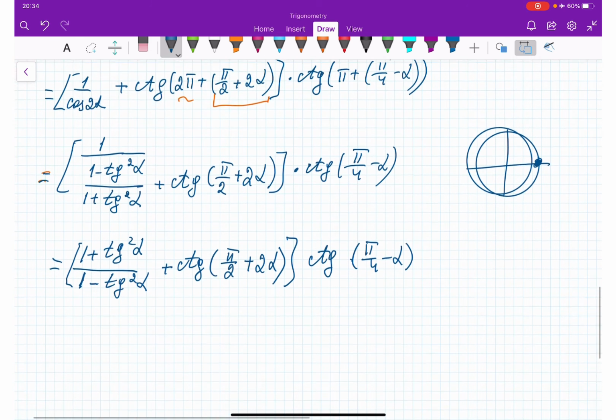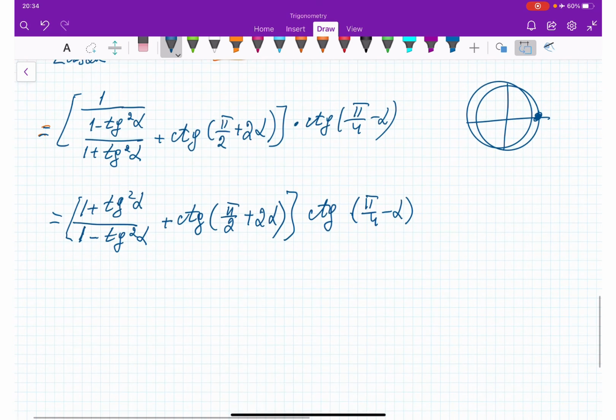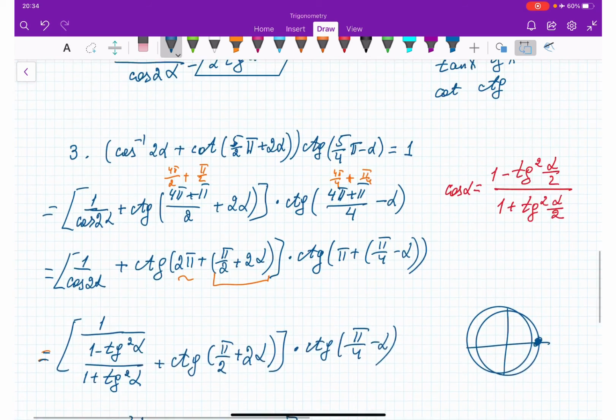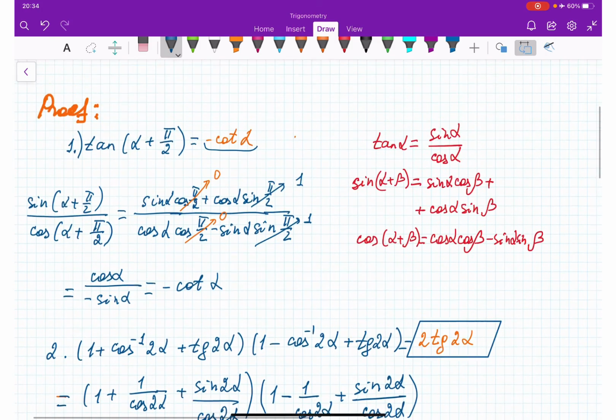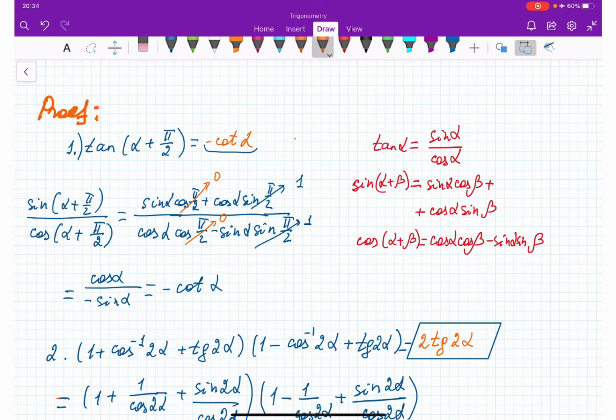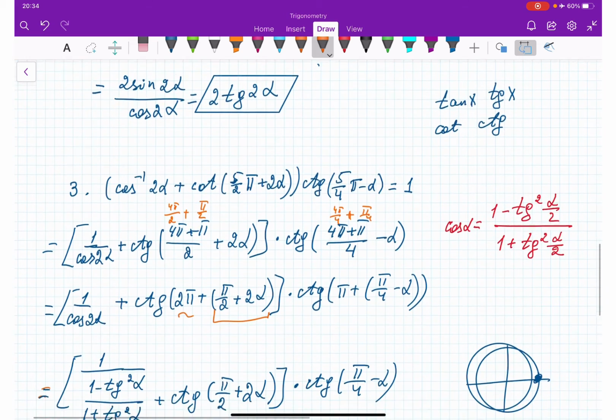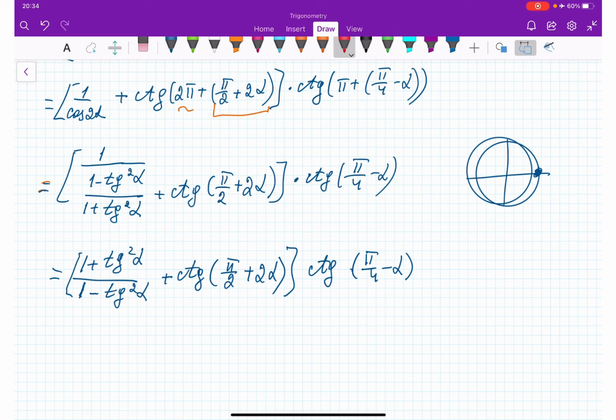Previously we proved, right, that tangent, where is it? First one here. Tangent alpha plus half a pi equal negative cotangent alpha. Let me write down. Plus half a pi equal negative cotangent alpha.